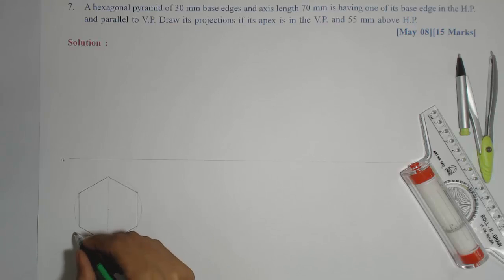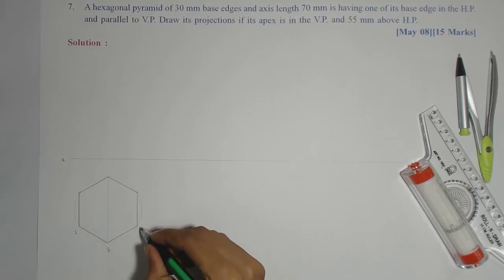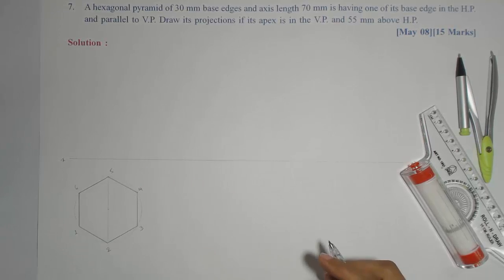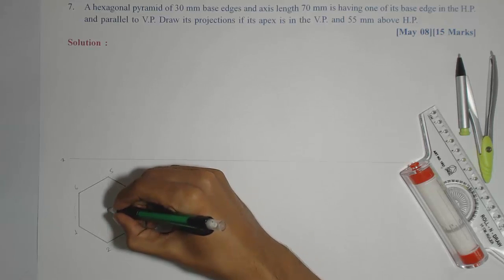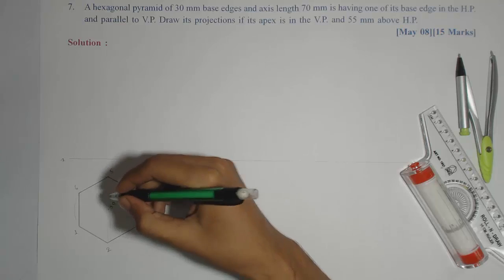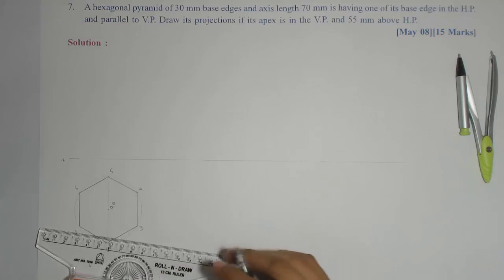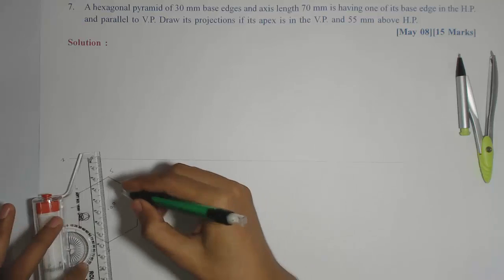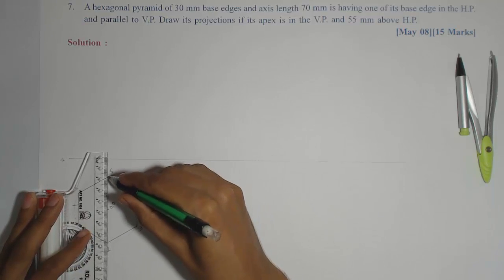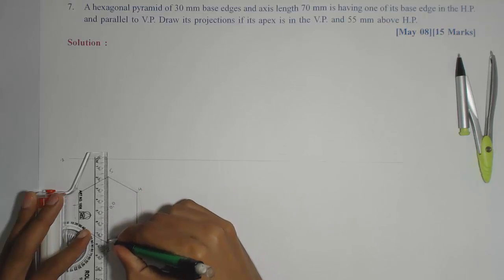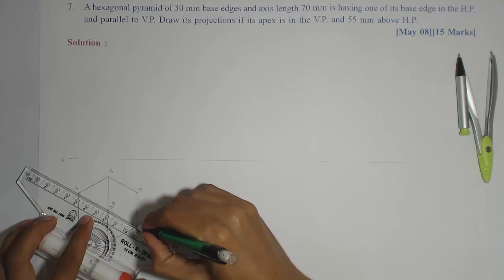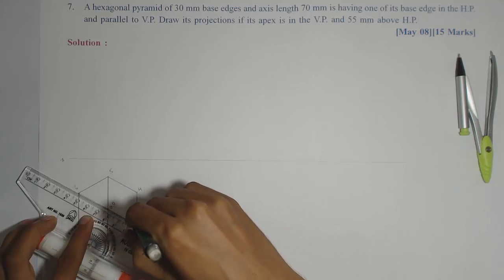Now we'll start numbering again. 1, 2, 3, 4, 5, 6. You can start numbering from anywhere. No such rules for numbering. Then this will be O. Apex and center of base will coincide. Now I should mark the slant edges also, meaning joining the apex with each corner. So O5, then O2. We need to simply join the opposite corners for this hexagon to get the slant edges.